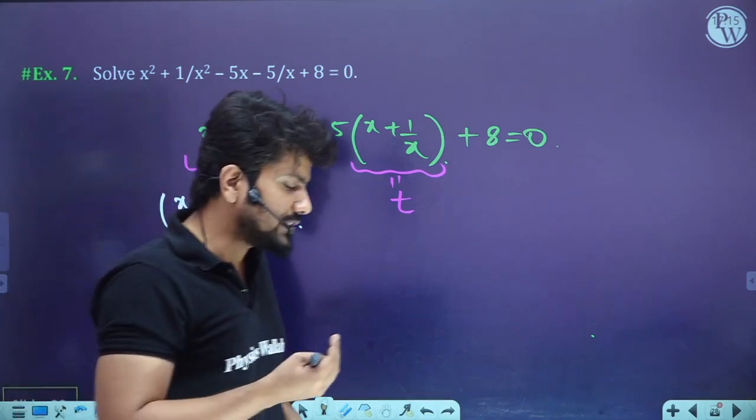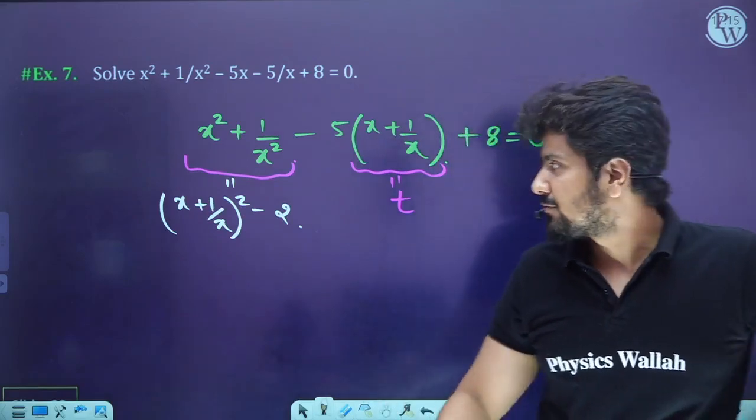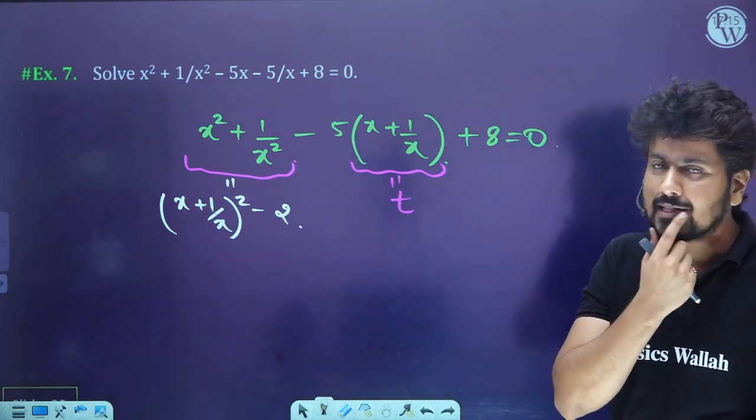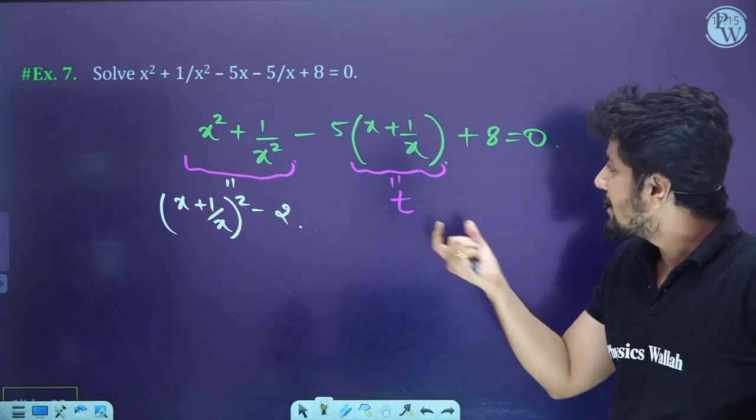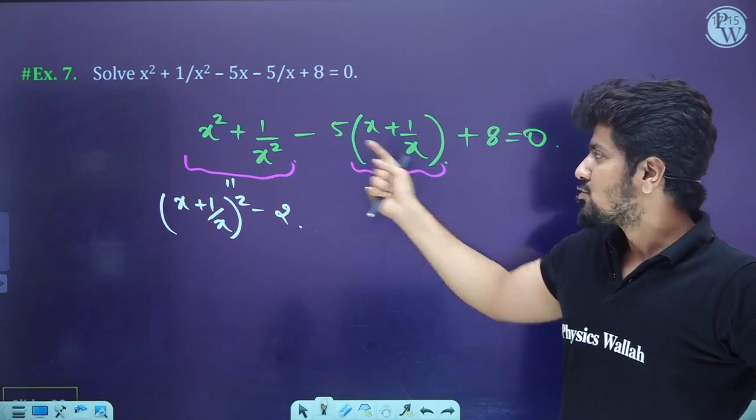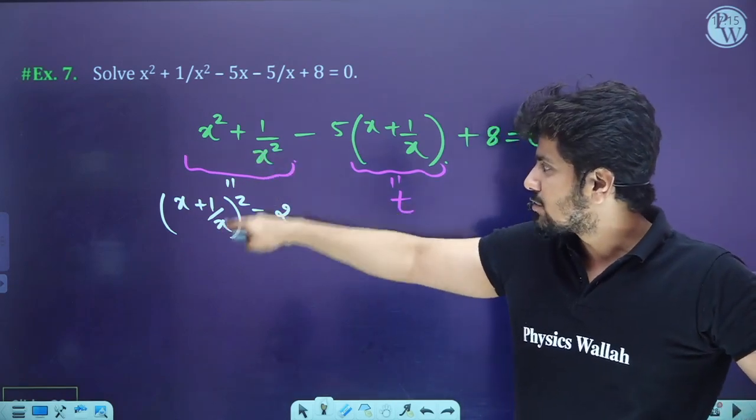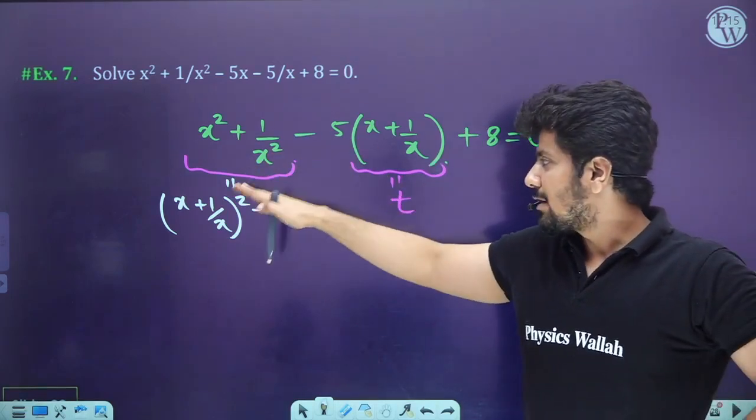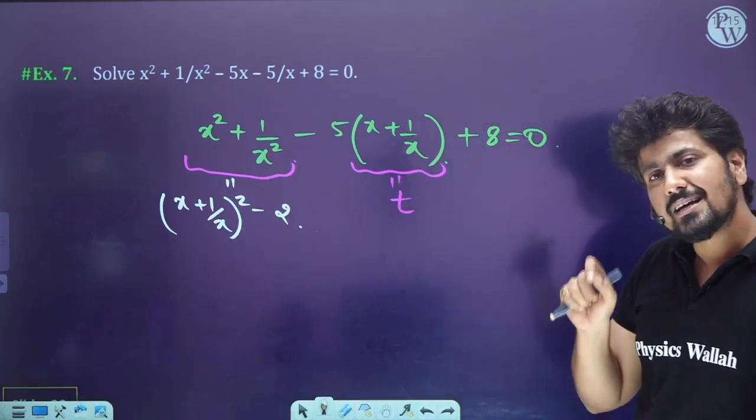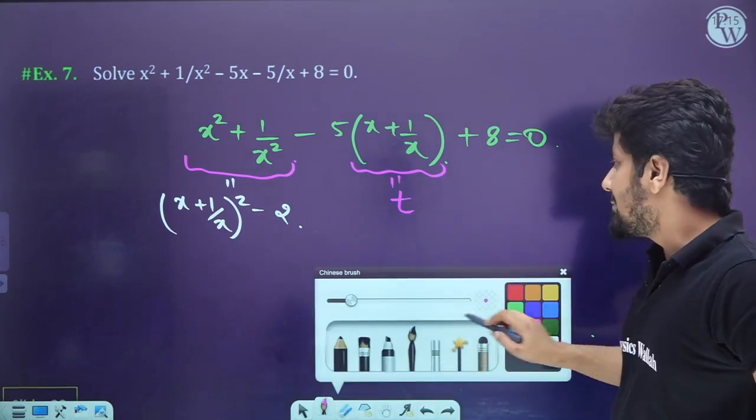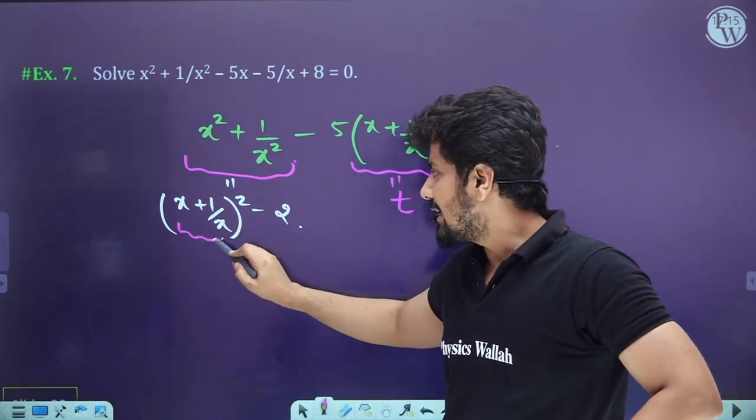Also, you might have this question, sir, why are we not writing it in terms of x minus 1 by x whole square plus 2? Why are we not writing it like that? I hope you understand that here we have x plus 1 by x. I am taking x plus 1 by x as t, so I am going to convert this in terms of x plus 1 by x. So, I can write x square plus 1 by x square as x plus 1 by x whole square minus 2. So, what is x plus 1 by x? I am taking this thing as t, right?